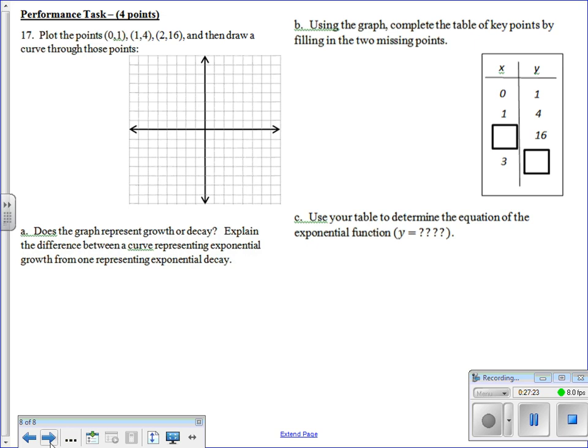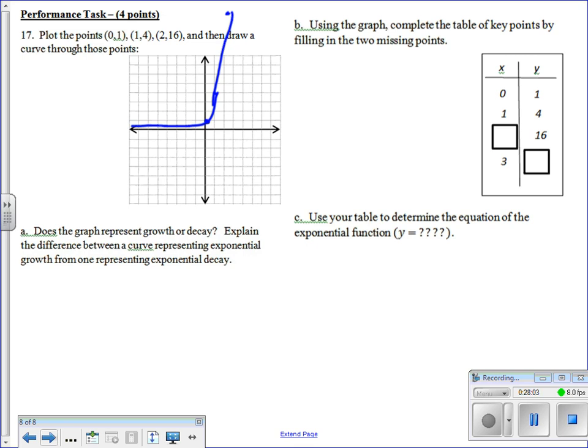Okay, and then the last part. Performance task. Step number 1. Plot the points and draw a curve through them. A curve. Is that a hint? Should not be a straight line. Plot the points: 0, 1; 1, 4; 2, 16, like up here, and you draw your curve through it. You can also change the scale of the vertical one if you want to. It's fine.